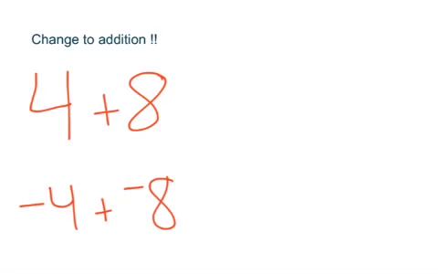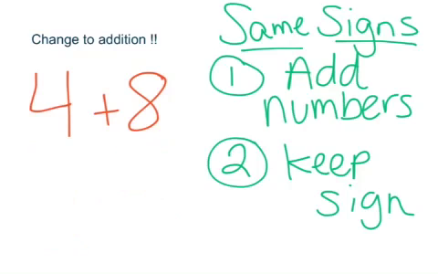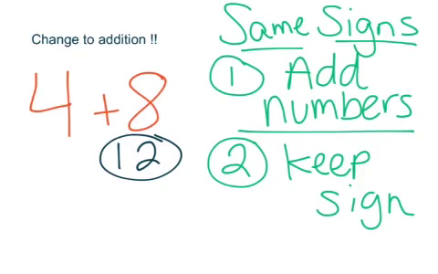Here we have addition problems that have the same sign. What I mean by that is in our first, this is a positive 4 and a positive 8. So same signs, it's positive. And a negative 4 and a negative 8. Same signs, but these are negative. There are two steps that we're going to follow. Step 1, add the numbers. So 4 plus 8 equals 12. Step 2, keep the sign. Since 4 and 8 were both positive, our 12 is also going to be positive.